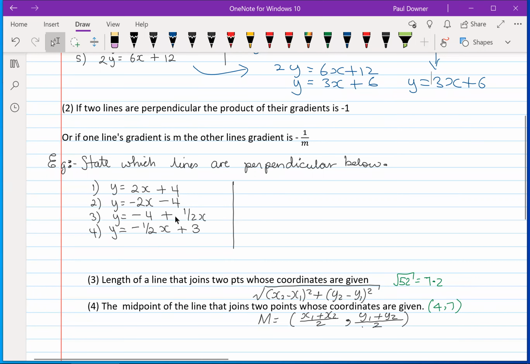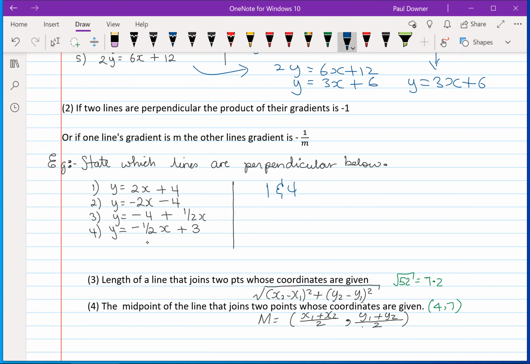2 and 3. Why not 1 and 3? 1 and 4. Somebody said 1 and 4. Who said 1 and 4? Rena. Right, so there's more than one pair of lines that are perpendicular to each other. So let's see. Rena said 1 and 4, so let's look at 1 and 4.